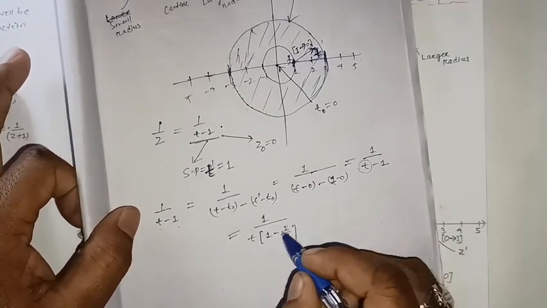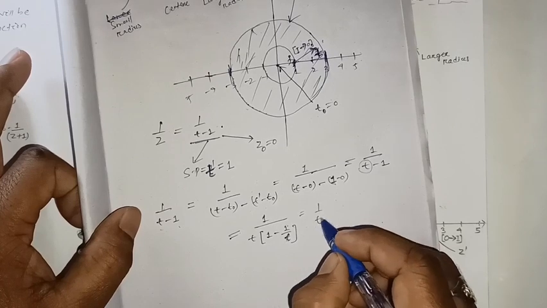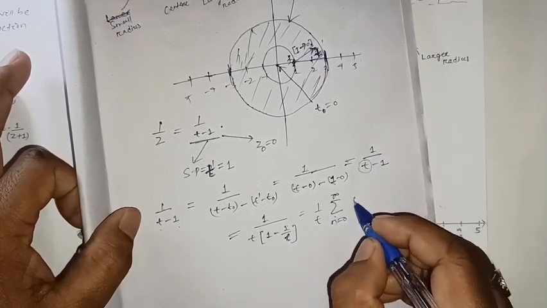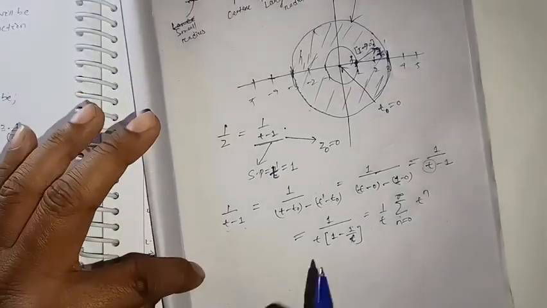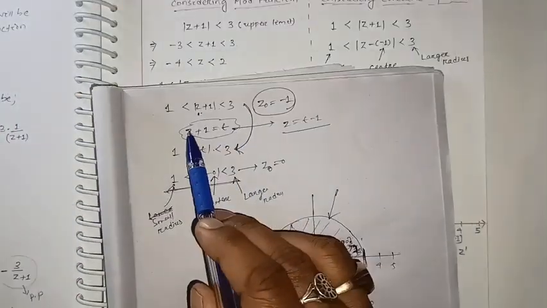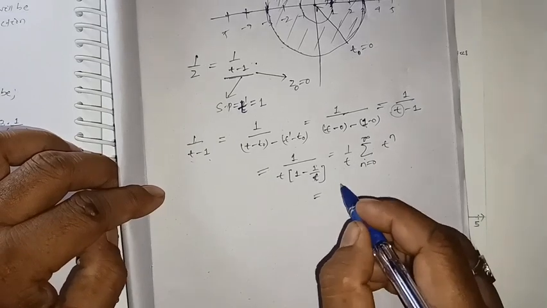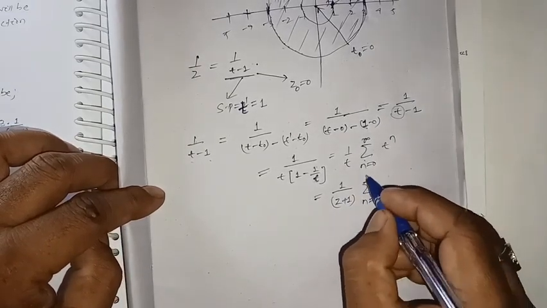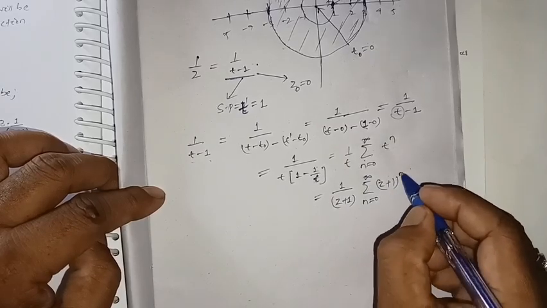As 1 by t is less than 1, what will the final series be? It is the sum from n equals 0 to infinity of t to the power n. But we consider that t equals z plus 1. So by substituting the t value as z plus 1, we found this one. Okay, this is what we found in this way.